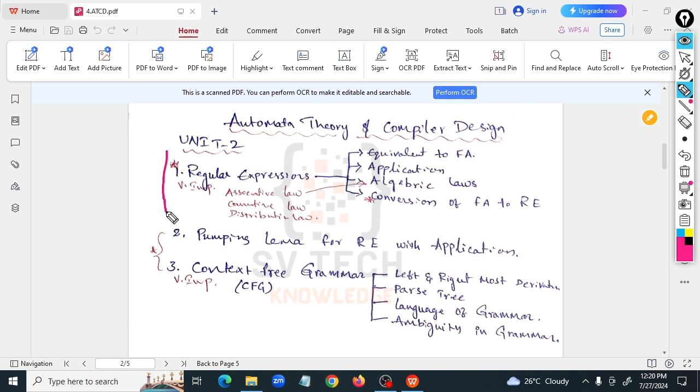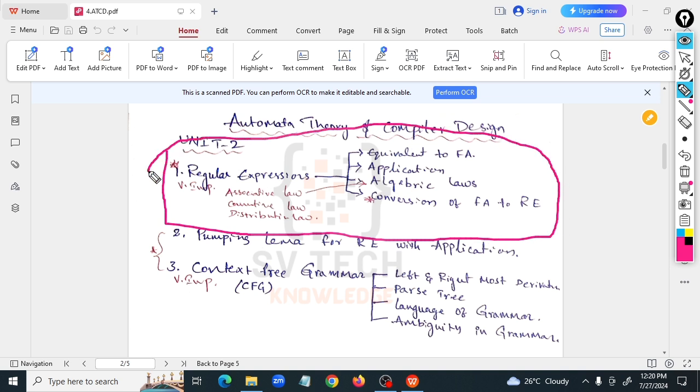One is regular expressions with algebraic laws. We have the associative law, commutative law and distributive law, and with those laws you have to explain regular expressions with examples. So write down the regular expression question for 10 marks, confirmed. Second question will be pumping lemma for regular expressions with applications, not asked much, but important. Next, the third question will be context free grammar.